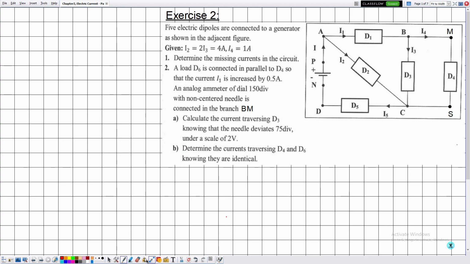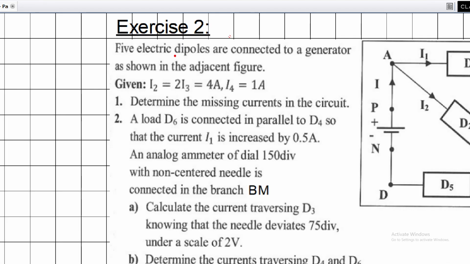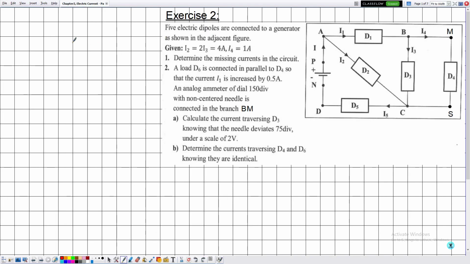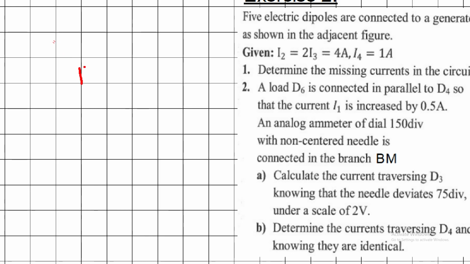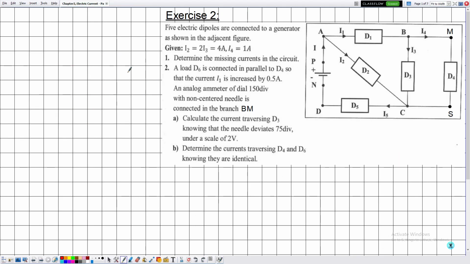So we are in exercise number 2. Five electric dipoles are connected to a generator as shown in the adjacent figure. So here what's meant by dipole? So we know that pole is a terminal. So consider the following electric component. Di stands for 2. So this electric component is said to be a dipole because simply it has two terminals. Are connected to a generator as shown in the adjacent figure.